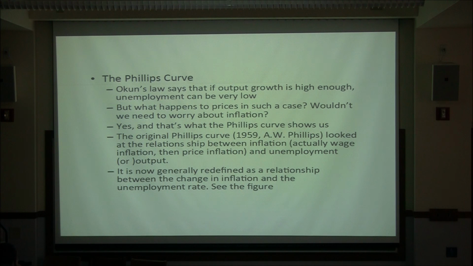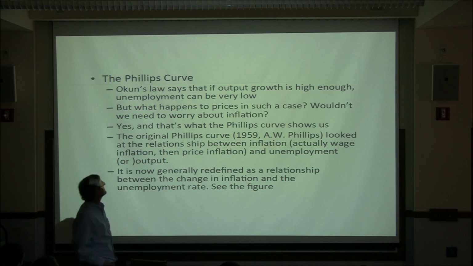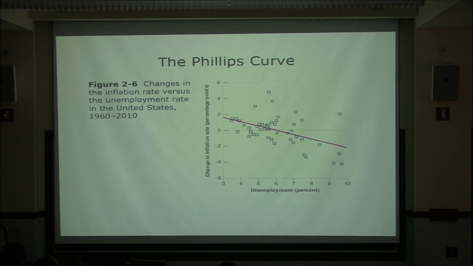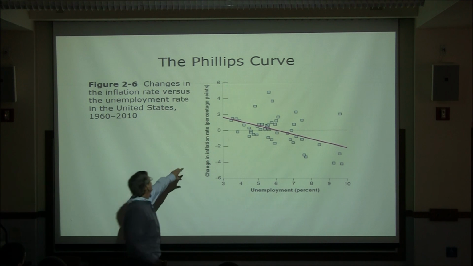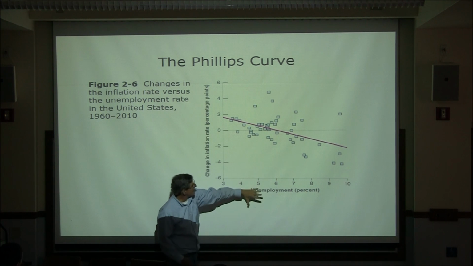Okay, so the Phillips curve. So who discovered the Phillips curve? A.W. Phillips, in 58. He looked at the relationship between inflation, it was actually wage inflation, and unemployment. And these days, we generally look at the relationship between unemployment and the change in the inflation rate. So that's what this graph is telling us: change in the inflation rate plotted against the unemployment rate.